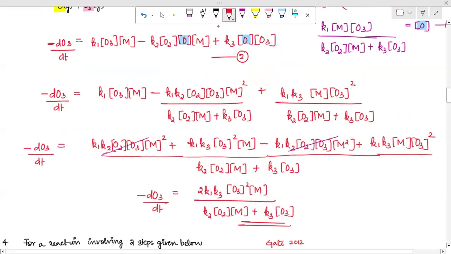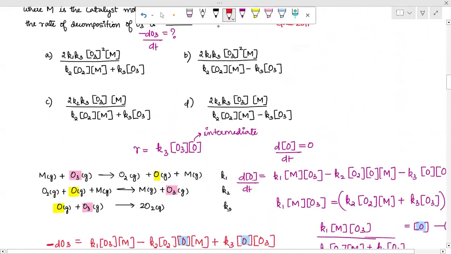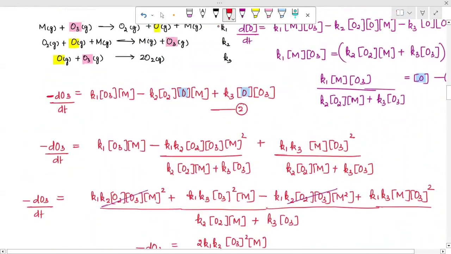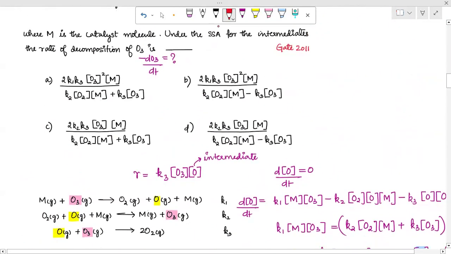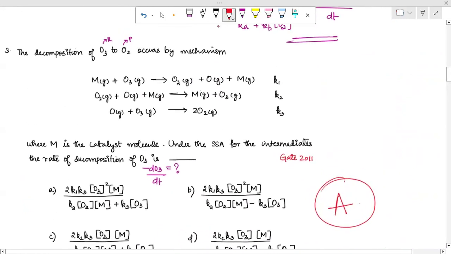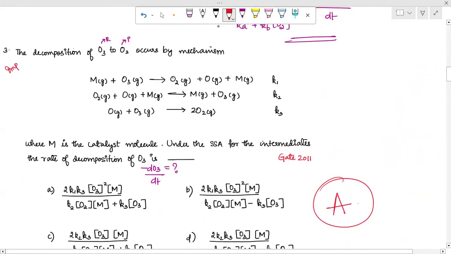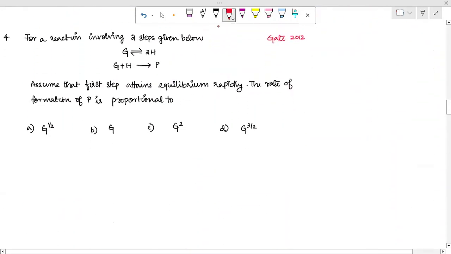Let's check the answer. 2 K1 K3 O3 square M divided by K2 O2 M plus K3 O3. Okay, this one. Correct answer is option A. This was a beautiful question asked in 2011. And mark this question as important. Okay. A bit lengthy, but then easy. Okay. Next.